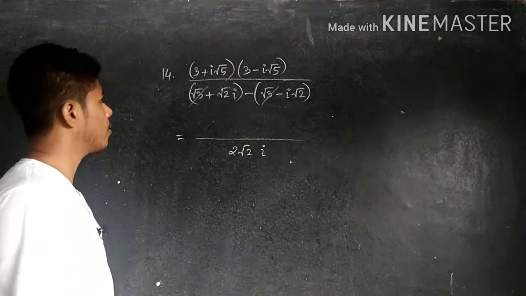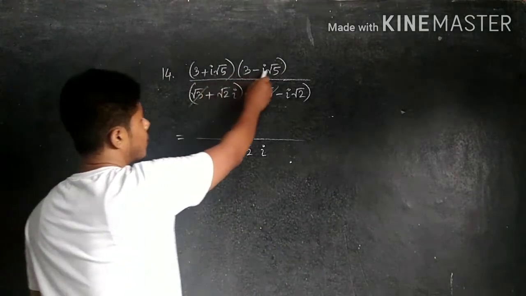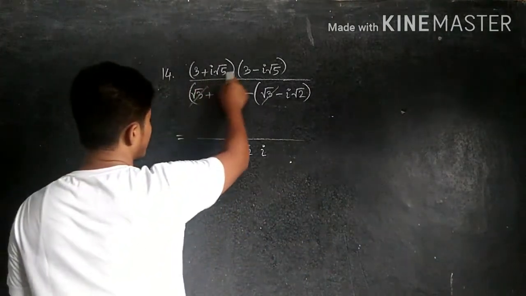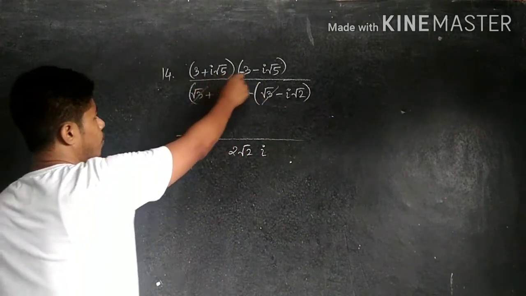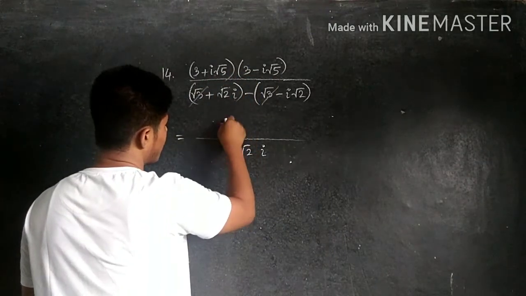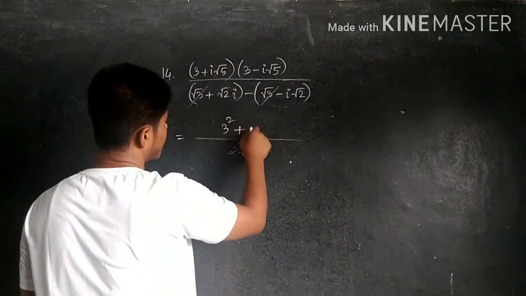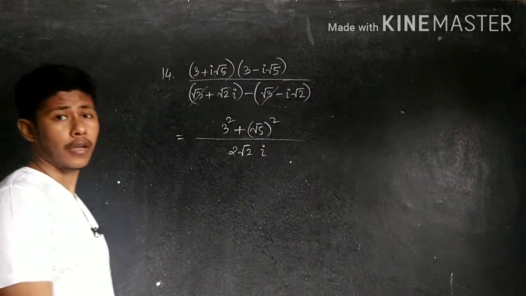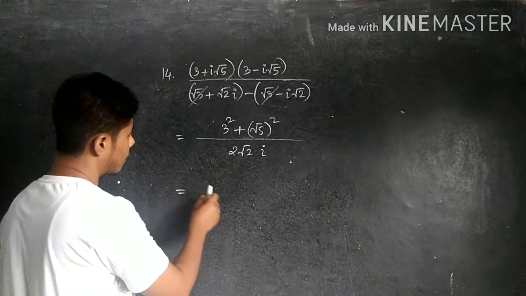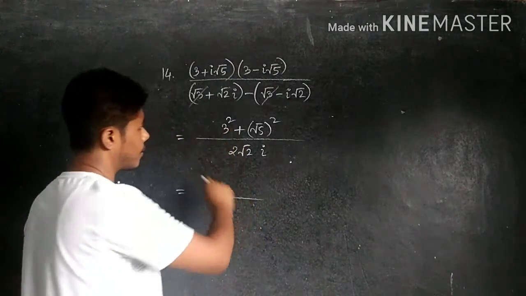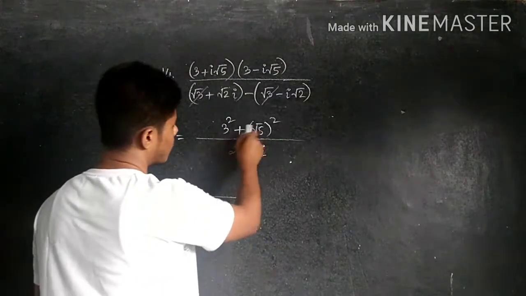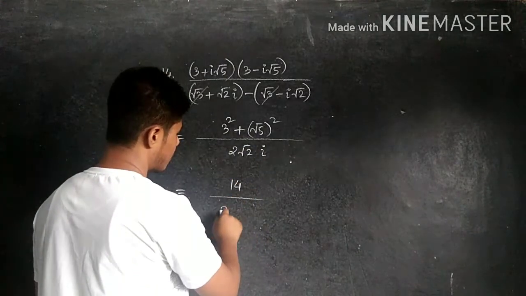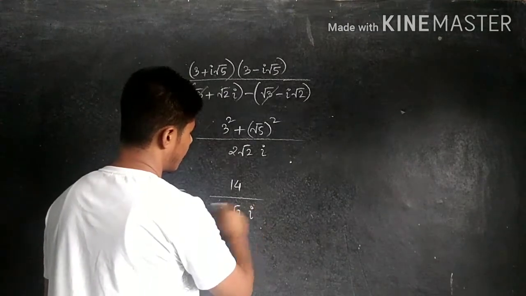So in the numerator, what do you get? a plus b into a minus b, so it is of the form a square minus b square. But it is a complex number, so we have to write a square plus b square. a square means 3 square, plus b square means root 5 whole square. Is it clear? So now if you calculate the numerator, 9 plus 5, we get 14. So you write 14 here, and 2 root 2i here.